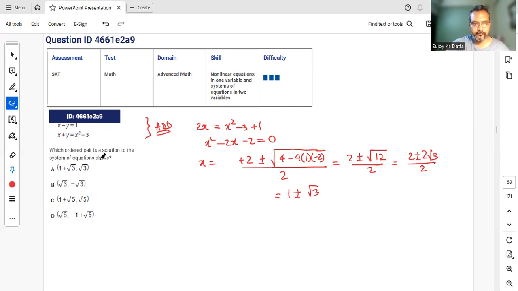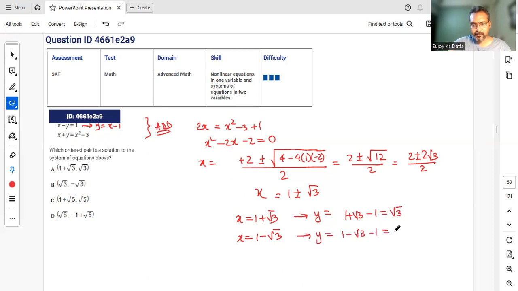They're asking which of these is a solution. So x has two values: one value is 1 plus root 3, the other value is 1 minus root 3. And therefore, for this value, y would be, from here, we have y equals x minus 1, right? So here y would be 1 plus root 3 minus 1, so that's root 3. And here y would be 1 minus root 3 minus 1, so that will be minus root 3. So if you look at the options, 1 plus root 3 comma root 3 is there in the answer choices. So that is the solution.